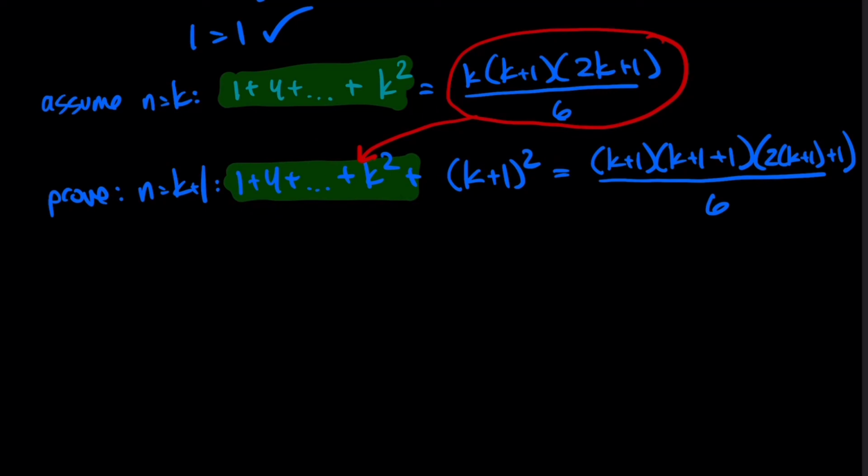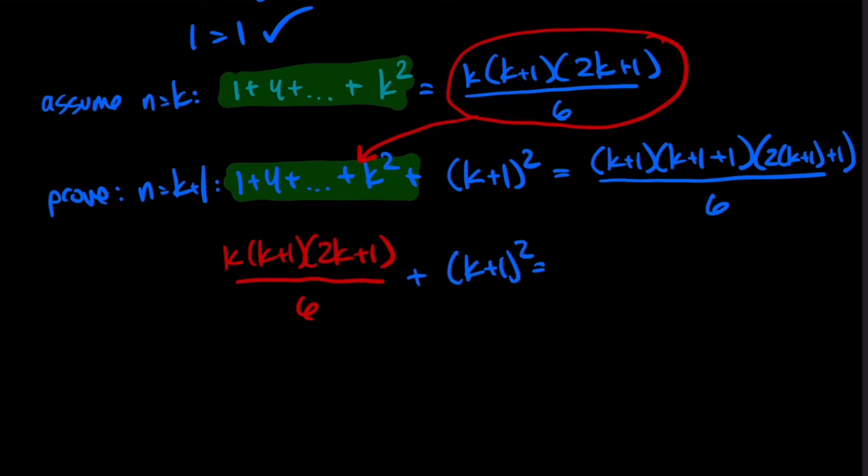So that's going to be k times k plus 1 times 2k plus 1 all over 6. Then the rest of it plus k plus 1 squared equals k plus 1 times, now you can simplify this, that's going to be k plus 2. All right, so I'll do that. And we can simplify that. I'm going to distribute and then add a 1. So that'll be 2k plus 2 plus 1, or 2k plus 3. All of that over 6.